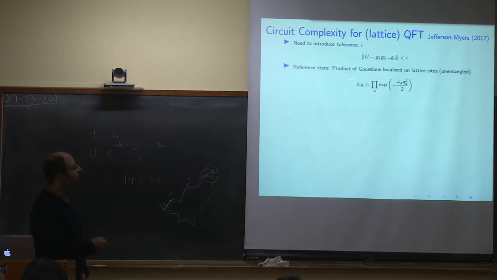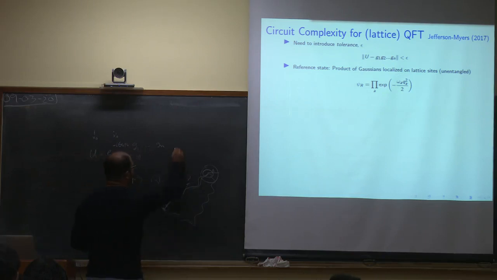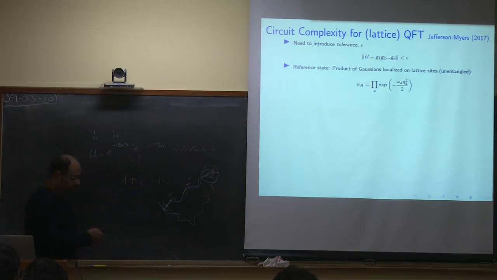And the reference state which we will be taking is that you can think of field theory as an infinite number of harmonic oscillators localized on a lattice. And then you can consider a state in which you have a Gaussian localized at each one of them.